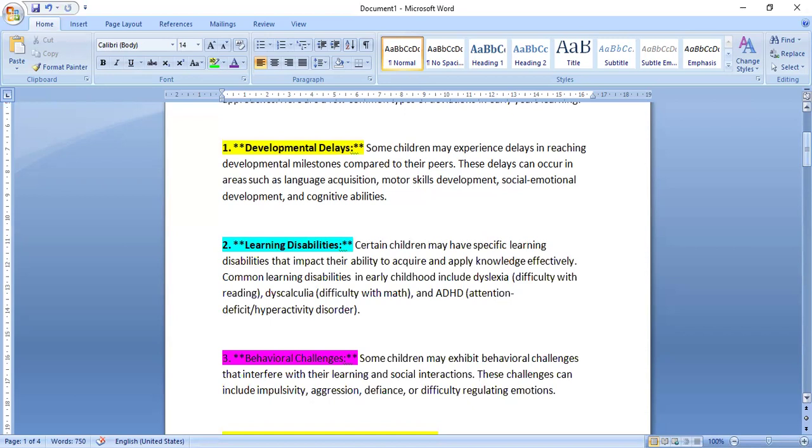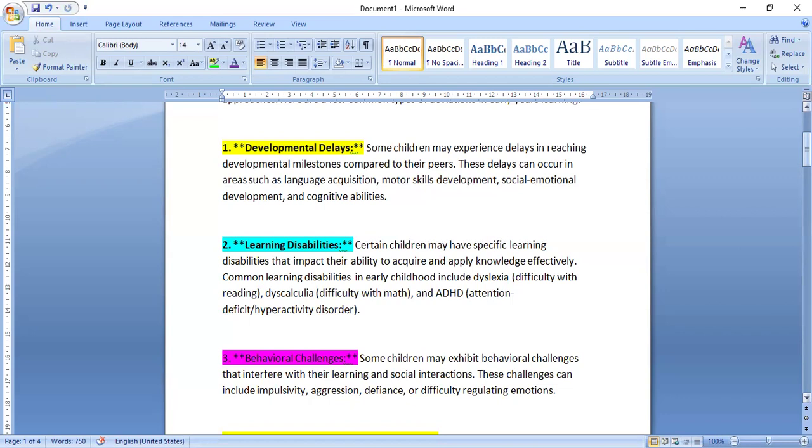These delays can occur in areas such as language, motor skills development, socio-emotional development, and cognitive abilities. So I hope you all agree with me that such delays will definitely lead to deviations in the class.